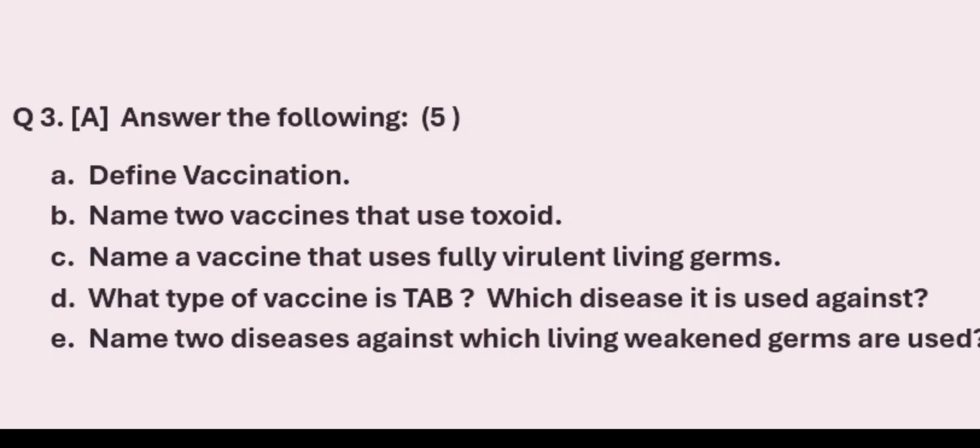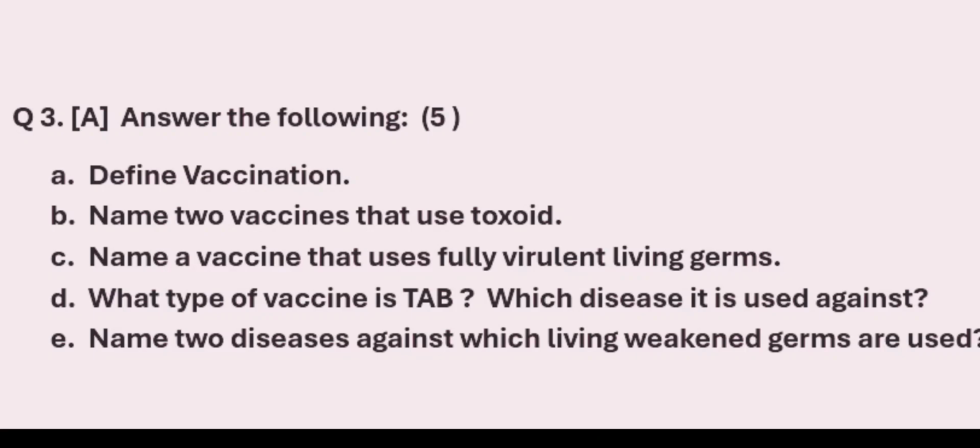Here, you got to answer accordingly. First is, you got to define what is vaccination. Then you got to name 2 vaccines that use toxoids. Subpart C, you got to name a vaccine that uses fully virulent living germs. Then part D, the type of vaccine that TAB is and the disease against which it is used. And finally 2 diseases against which the weakened germs are used in the type of vaccination.